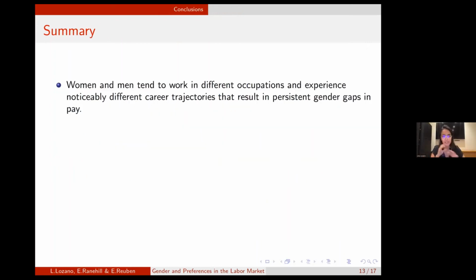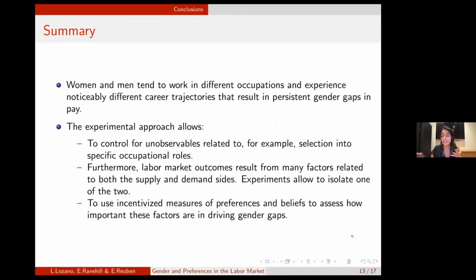So to summarize, what we do in this chapter is first show that women and men tend to work in different occupations and experience very different career trajectories that result in persistent gender gaps in pay. The experimental approach has several advantages. First, it allows us to control for unobservables related, for example, to selection into specific occupational roles. Also, labor market outcomes result from factors related to either the supply or demand side, and it provides the use of incentivized measures of preferences and beliefs to assess how different these factors are in explaining the gender gap.